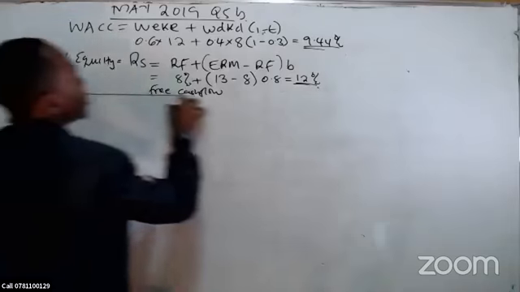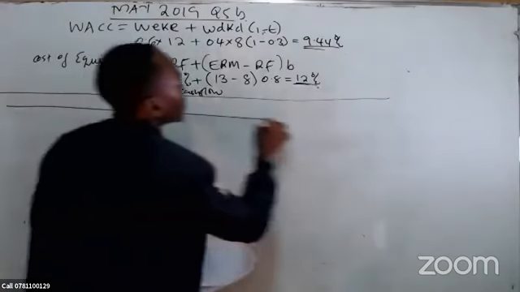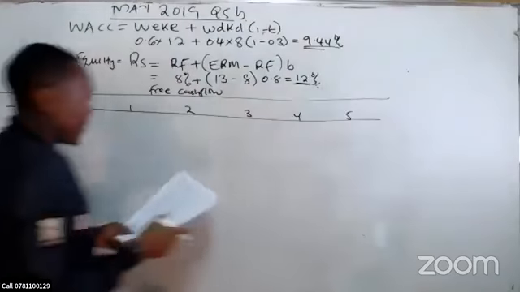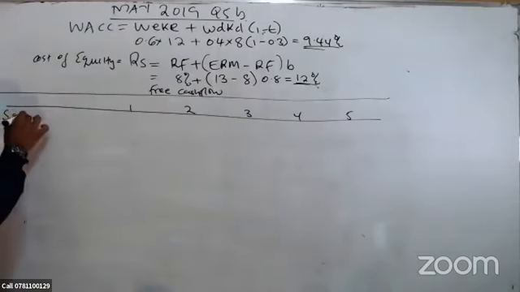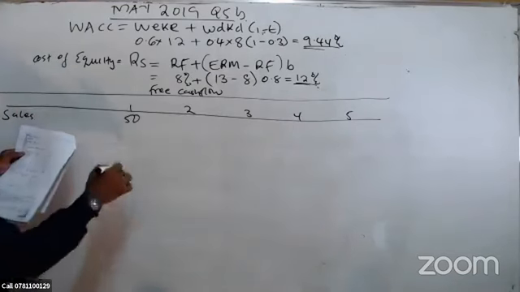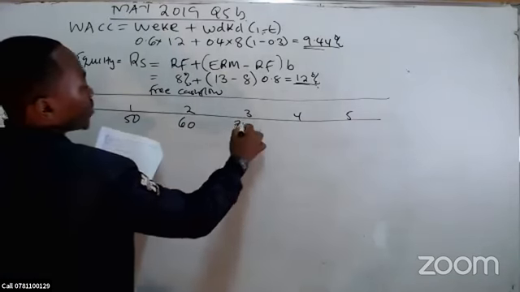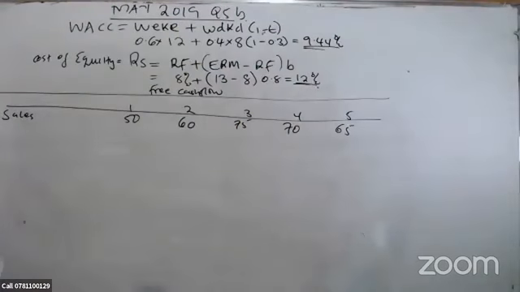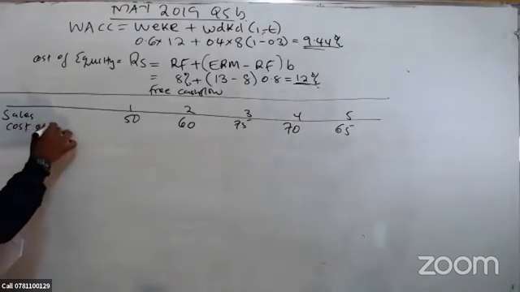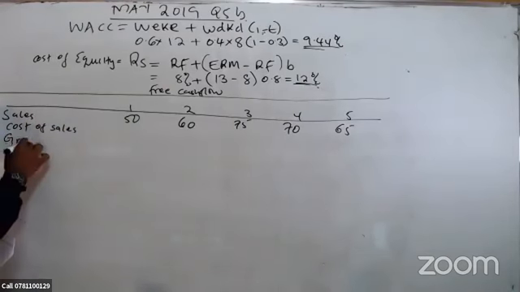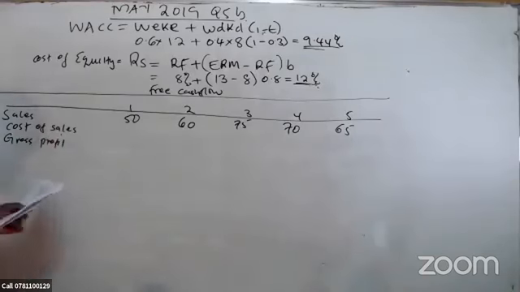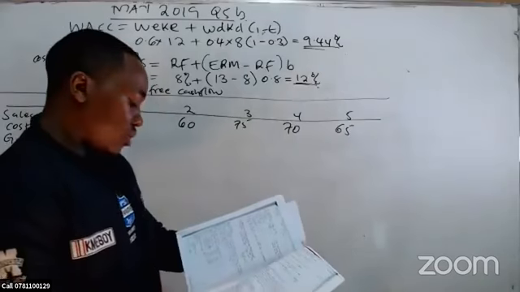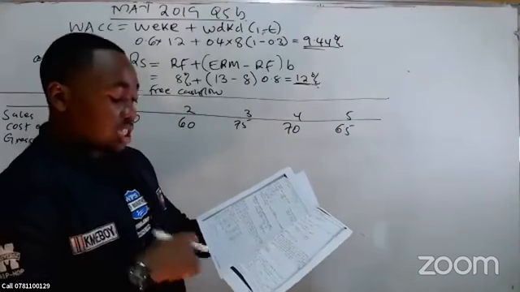Free cash flow, and how do you determine the free cash flows? So we have year 1, year 2, year 3, year 4, year 5. So we have the sales, and for the sales, year 1, it's 50, 60, we have 75, 70, and 65. Then you deduct the cost of sales so that you can get the gross profit. And you're told that, courtesy of note number 6, the firm gross profit margin is 40%.